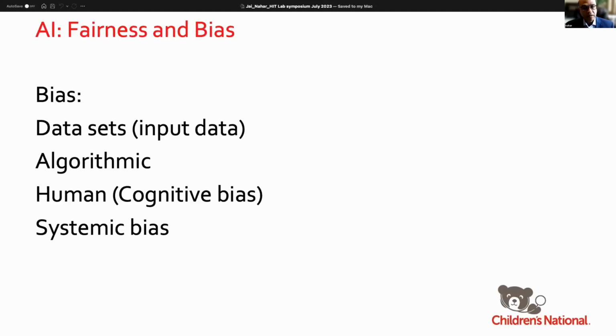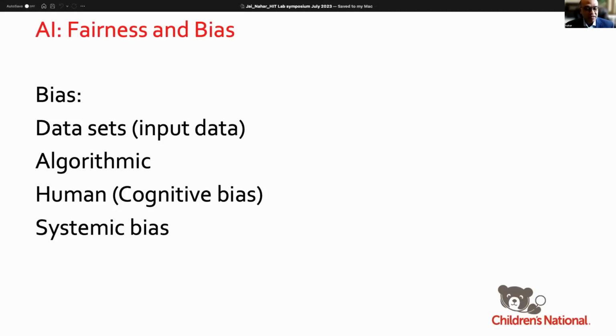Since we're in the Health Equity Symposium, I definitely felt pressured to put this slide, which is about assessing bias and fairness, especially when we talk about AI solutions and ambient AI. The biases, as we all know, are the data sets, biases in the input data, and algorithmic biases. Two important biases which we tend to overlook are human cognitive bias, which includes the development, design, and deployment of AI solutions.